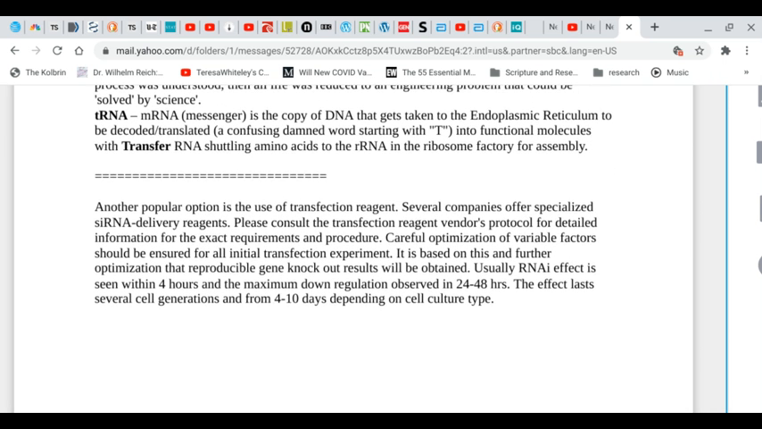Wow. Yes. Another popular option is the use of transfection reagent. Several companies offer specialized short interfering RNA delivery reagents. Please consult the transfection reagent vendor's protocol for detailed information on the exact requirements and procedure. Careful optimization of variable factors should be ensured for all initial transfection experiments. It's based on this and further optimization that reproducible gene knockout results will be obtained. Usually, RNAi, or RNA interference effect, is seen within 4 hours, and the maximum knockdown regulation is observed at 24 to 48 hours.